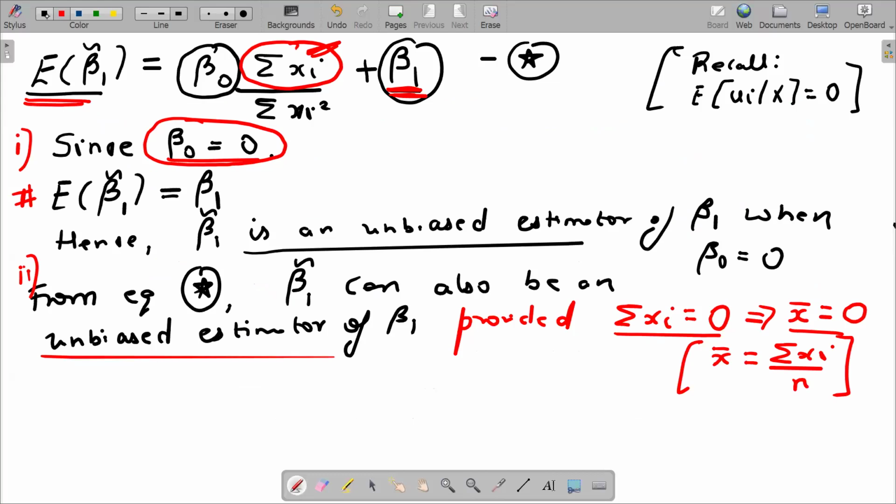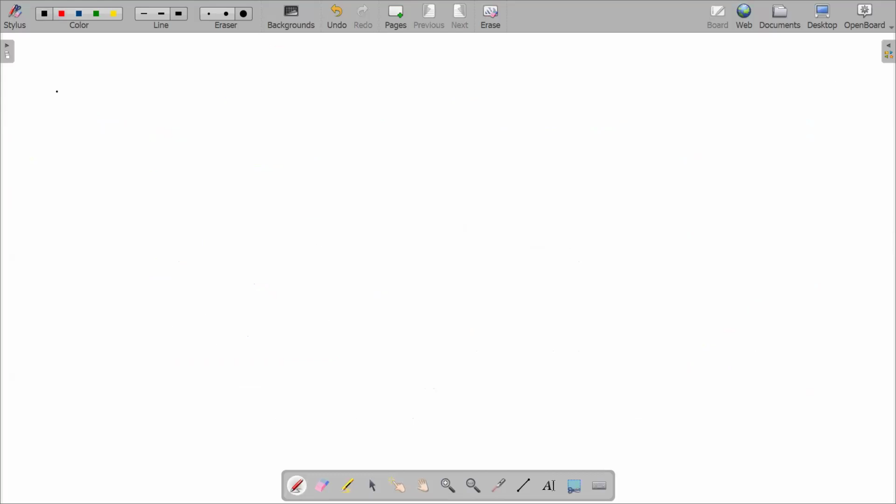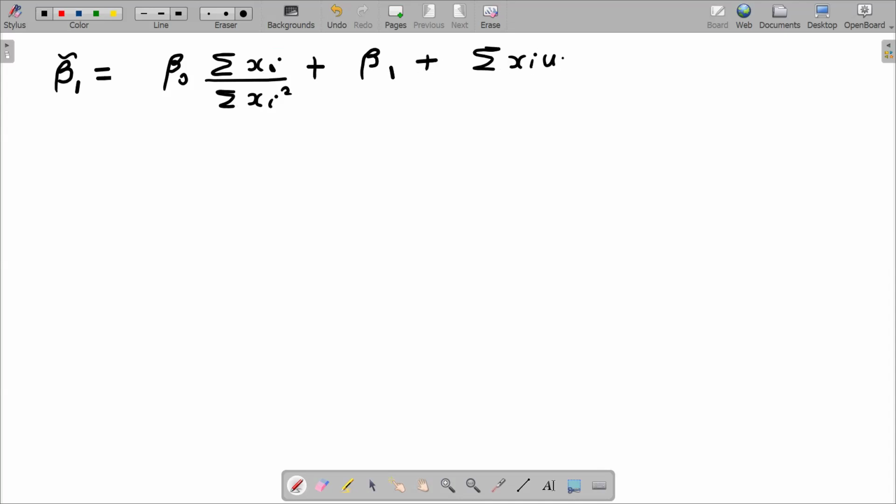So remember students, my beta 1 tilde had come out as what? Let me write the expression again for all students. Our beta 1 tilde had come out as beta naught times summation xi over summation xi square plus beta 1 plus summation xi ui over summation xi square. I'm not writing it, but you all know that i goes from 1 to n. Okay. Now, what will the variance of beta 1 tilde be?